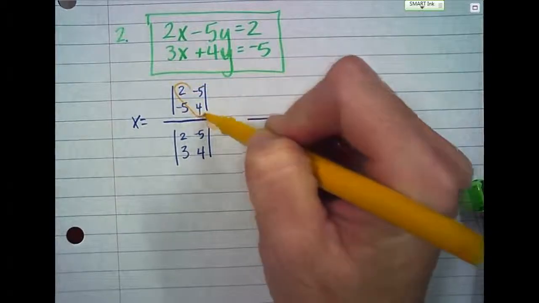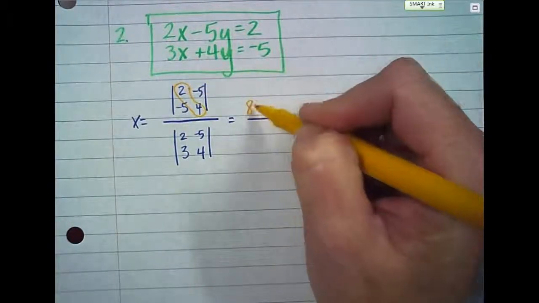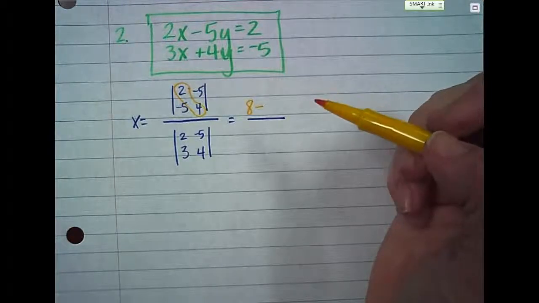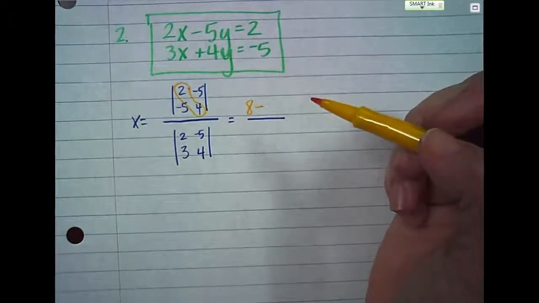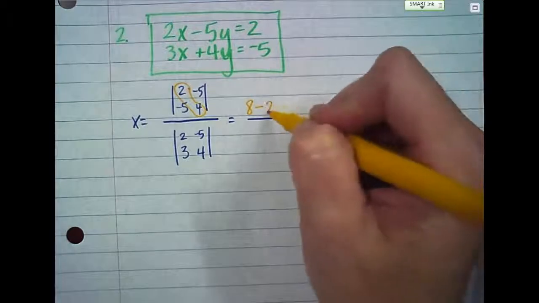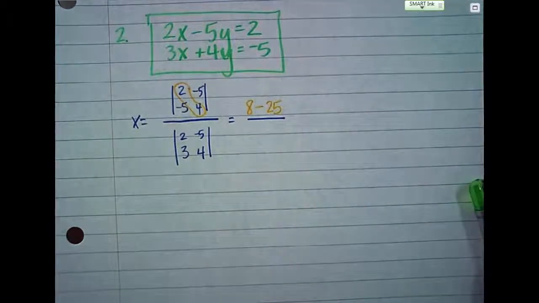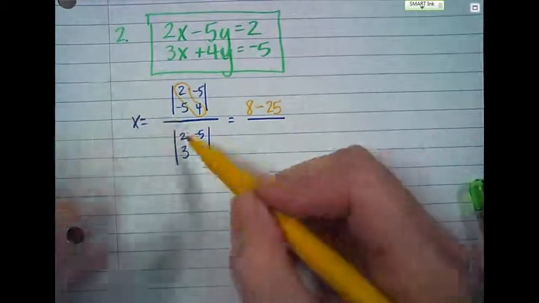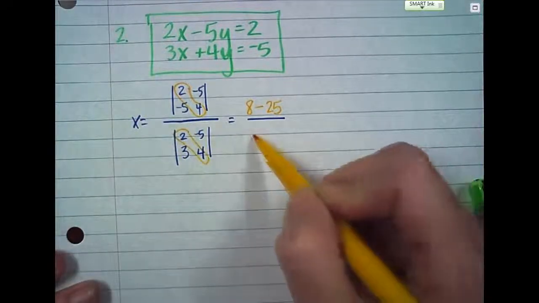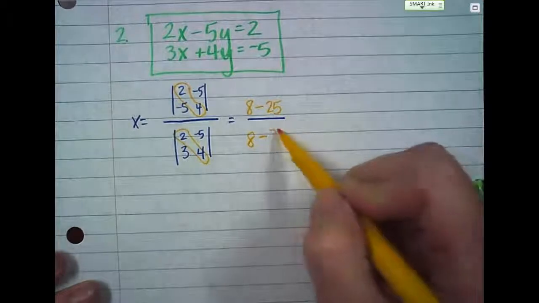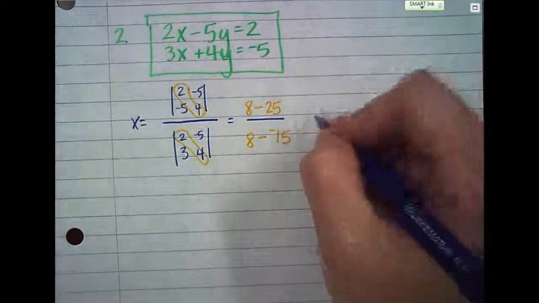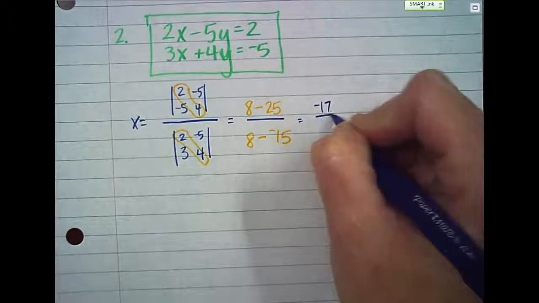We're going to take 8 minus how much? What's 5? Negative 5 times negative 5. 8 minus 25. Now go the other way. Always start right here like you read a book. Start in this corner. 8 minus negative 15. Be careful, there's minus a negative there. This is a fraction. Negative 17 over 23.